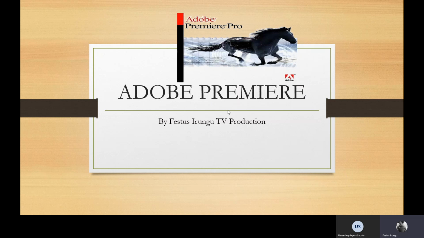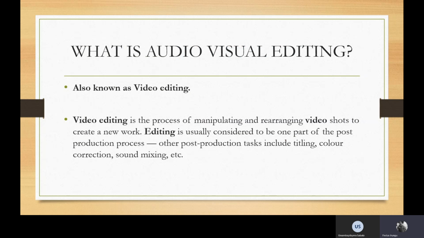So when you know how to use this software, you'll have no problem in operating any software that you'll come across. So when you talk of audio visual editing, we say it's also known as video editing. And video editing is a process of manipulating and rearranging video shots to create a new work. And the editing is usually considered to be one part of the post-production process.